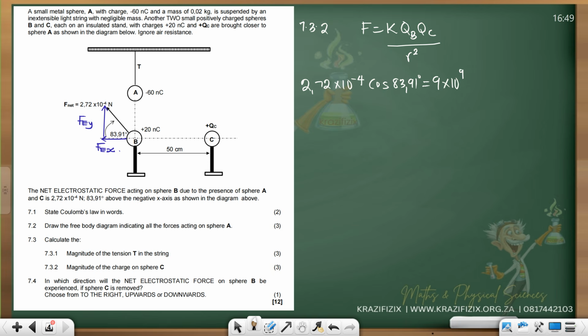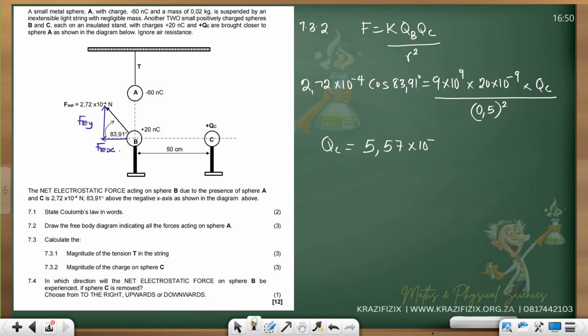What else? What is QB? 20 times 10 to the power of what? Negative 9. Multiplied by what? QC. What is the distance between them? But all what? Squared. Please take note, it must always be in meters. What's your answer here? You said what? 5? Negative? Ooh.